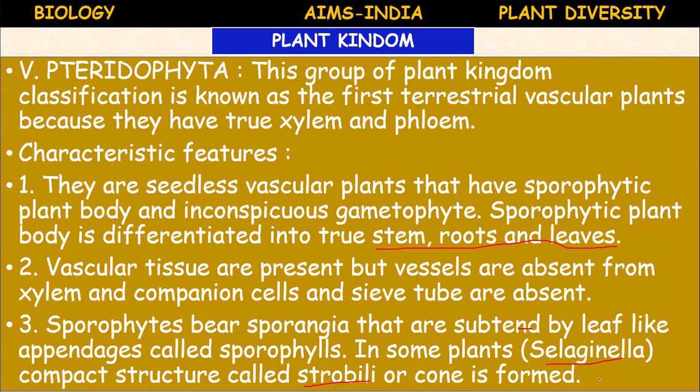Next, you can take in Selaginella or large macrophylls. They are called macrophylls as in the ferns. The leaves in the Pteridophyta are small. Actually, they are called microphylls. But in Selaginella, they are called macrophylls. The sporophyte bears sporangia that are subtended by leaf-like appendages called sporophylls. In some cases, the sporophylls may form distinct compact structures called strobili or cones. Example, you can take Selaginella and Equisetum also.